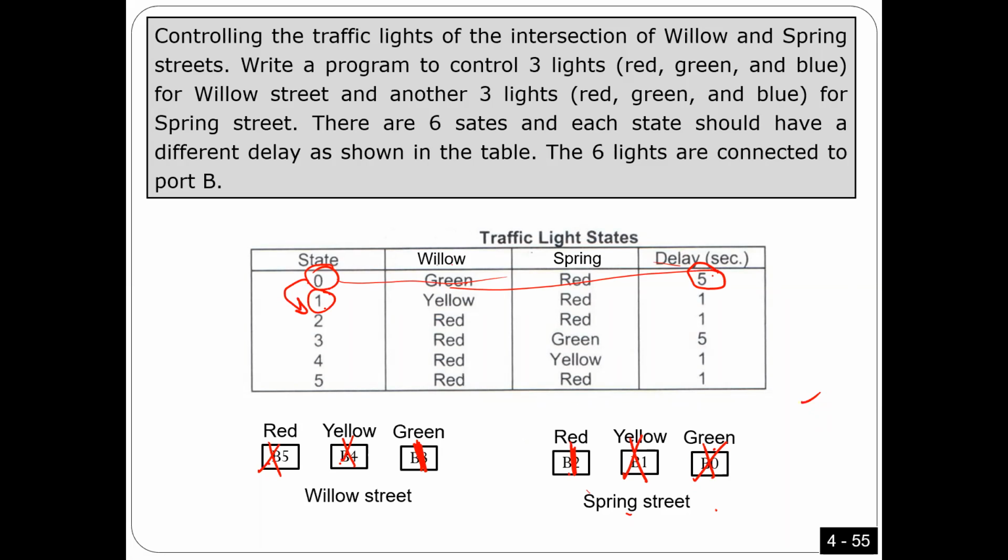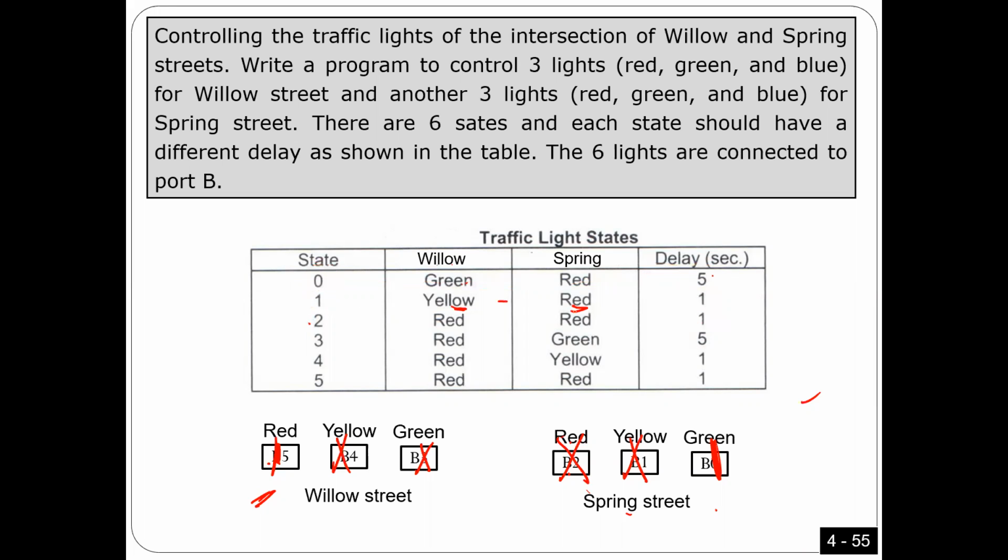In state number 1, what should come after green? It should be yellow, right? So this one has to be yellow, and the other red, and this should continue for 1 second. After 1 second, I'm going to move to the next state, where both are red, and this has to continue only for 1 second. After this state, I'm going to move to the next state, which is green here and red here, and so on. And this has to stay for 5 seconds.